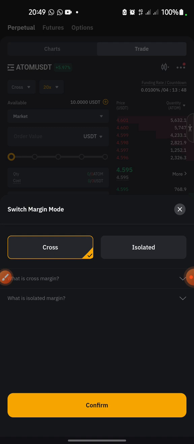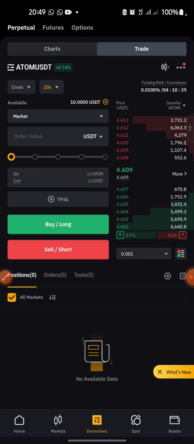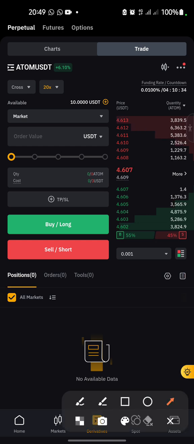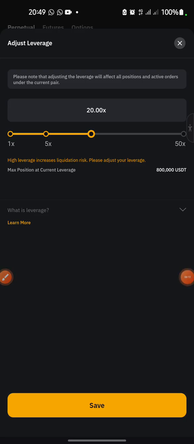So that's all you need to know about margin mode. So we have leverage. Once we click on leverage, which is this 20x, as you can see, we have different leverage. We have from 1x down to 50x. The most basic term I can use to explain leverage for you: just look at leverage as risks. Low leverage means low risks, and high leverage means high risks.